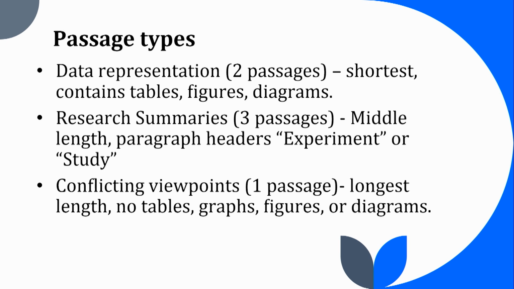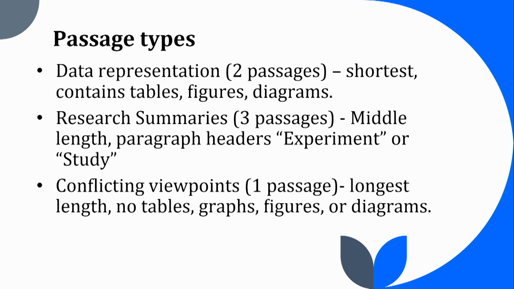So we've looked at these a lot, but I wanted to give you a review of them. There are 3 passage types on the ACT. One of the passage types is called data representation. There are always 2 of the 6 passages of this type. The easiest way to identify these is that they are the shortest. These are sometimes 100 words, so they're very, very short. And they're always going to contain tables, figures, and diagrams, okay?